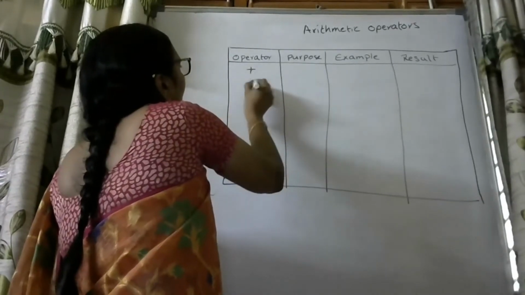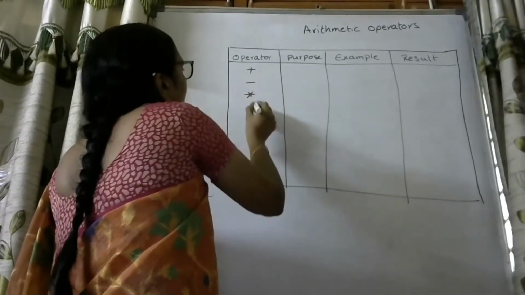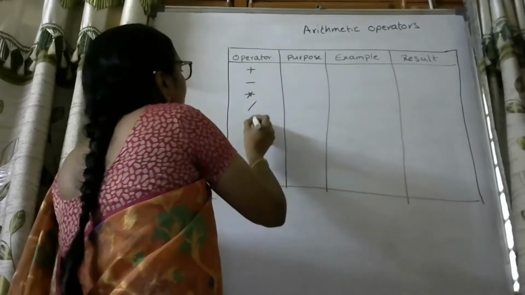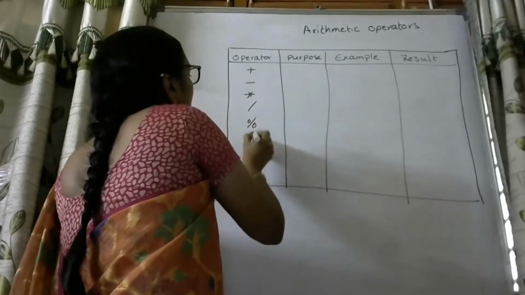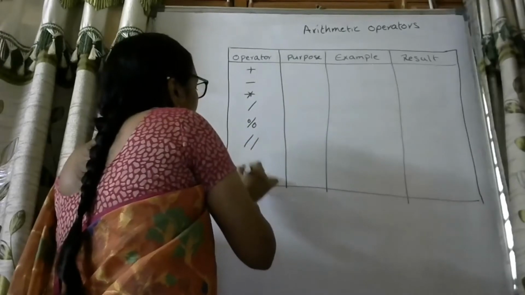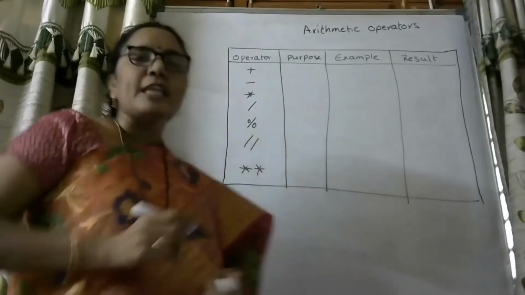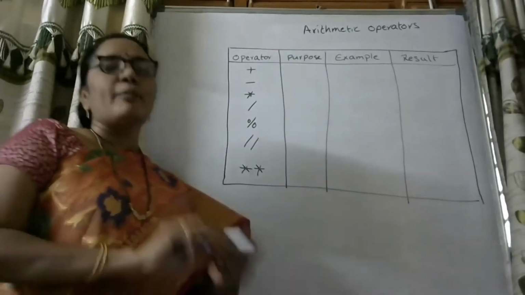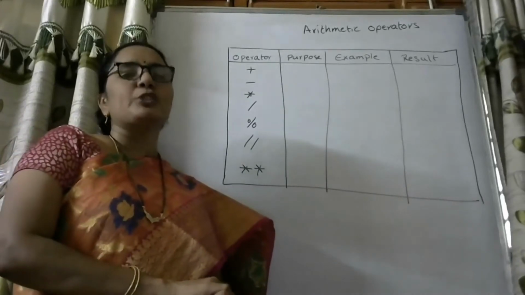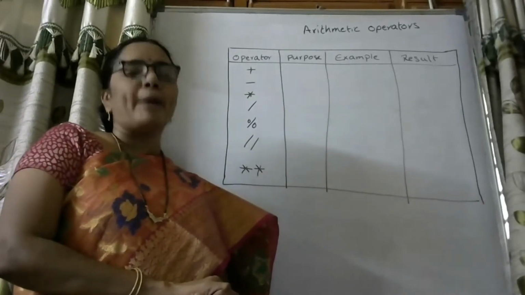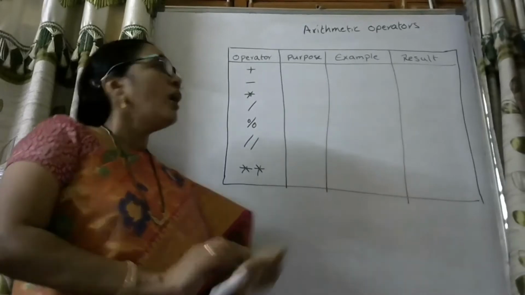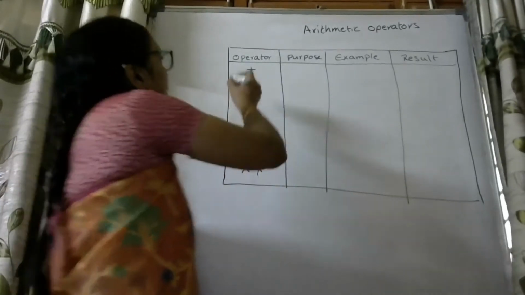Plus, minus, star, slash, modulus, double slash, double star. These are the different arithmetic operators which you can use in your Python. So, let me tell their purpose.